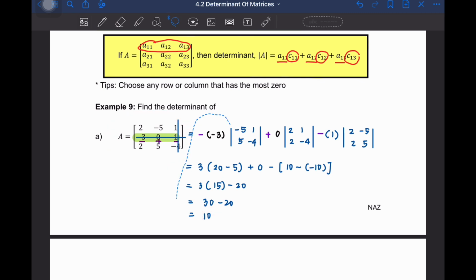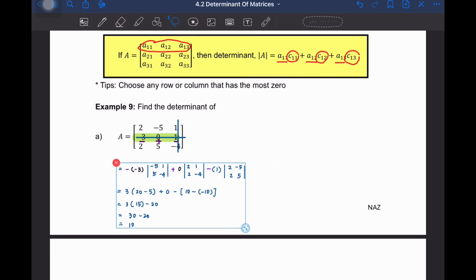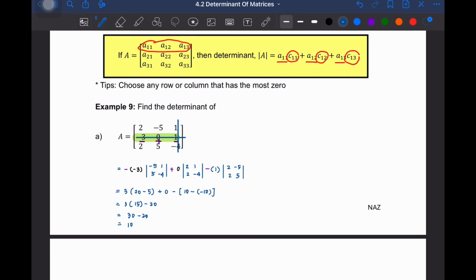Okay, so this is when we use the second row. Right, then I want you to try finding it by using the second column. Okay, so do the exact same steps. If you have any problem, you can ask me.